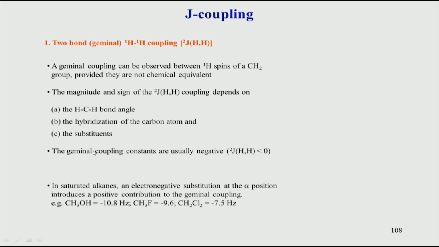So, these are some values given here for different systems. The main point here is that it depends on the bond angle between the two hydrogens. This is for the geminal coupling. It depends on the hybridization state of the carbon and substituents. So, these are the main 3 factors which influence the J coupling in the case of geminal coupling.